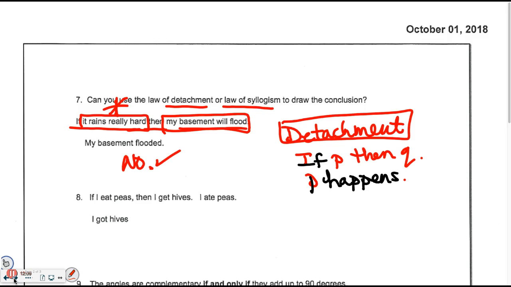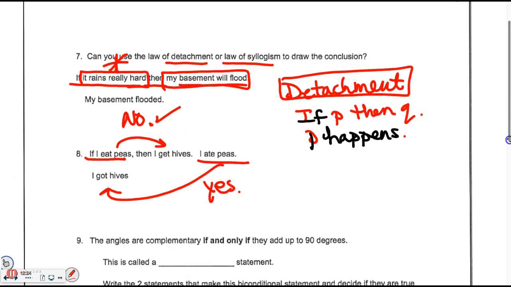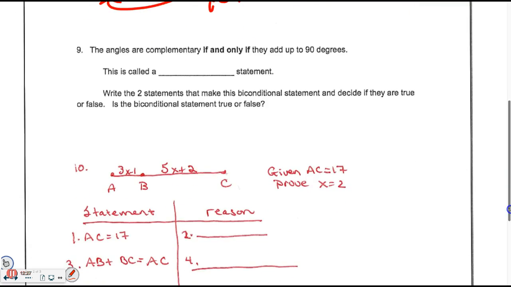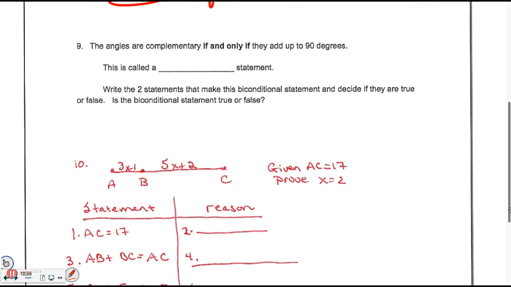This guy is following a train of thought. If I eat peas, then I get hives. So I ate peas. Well, that means I got hives. It's an if-then statement. So this is yes. And this is the law of syllogism. It doesn't really matter that you know their names. You just have to know that you can conclude that.